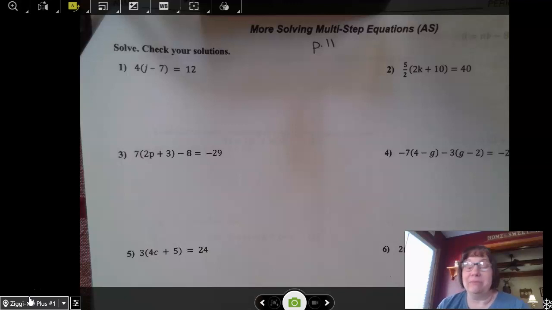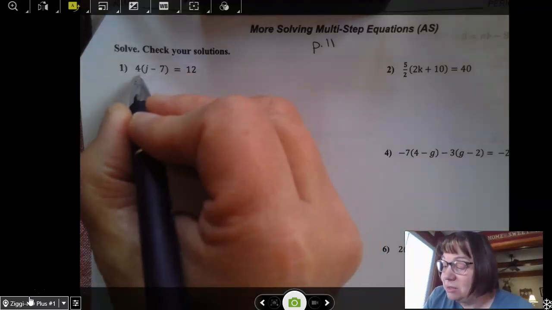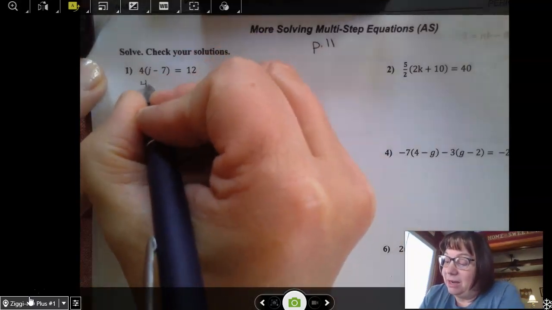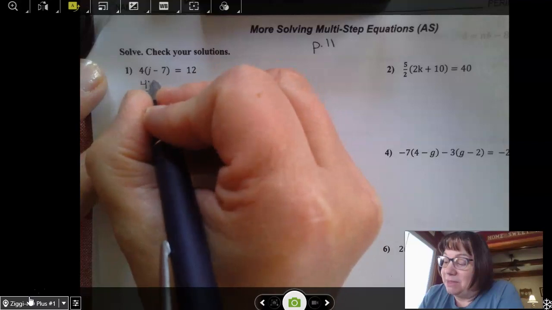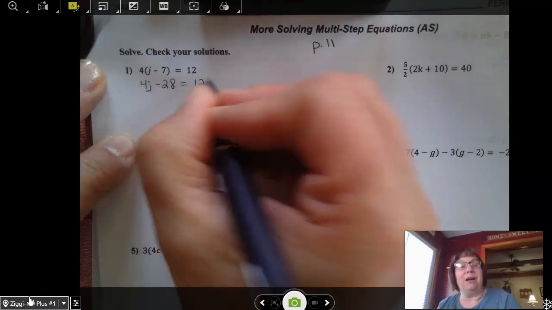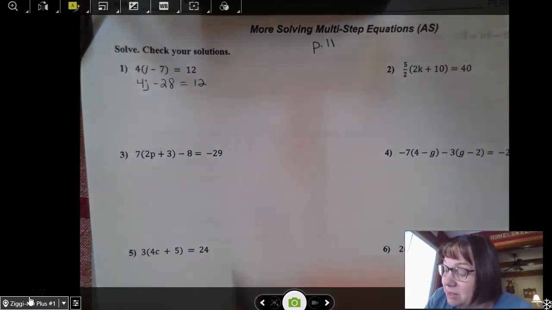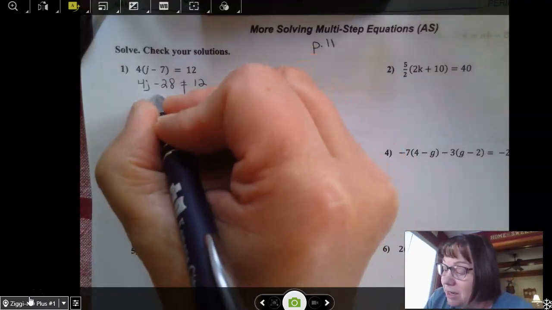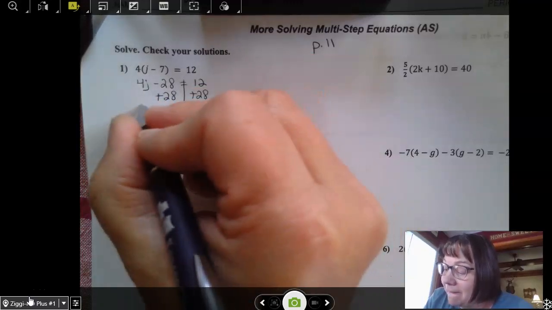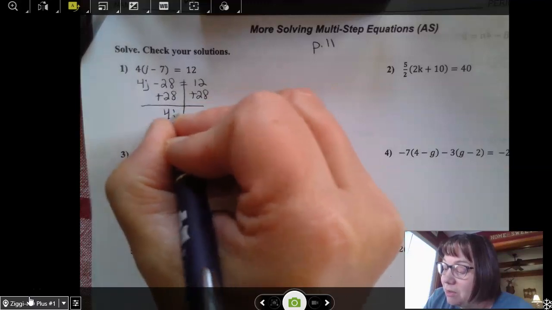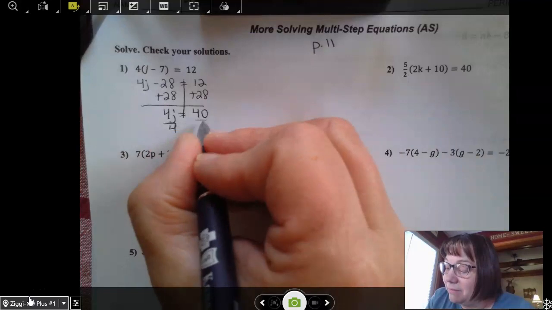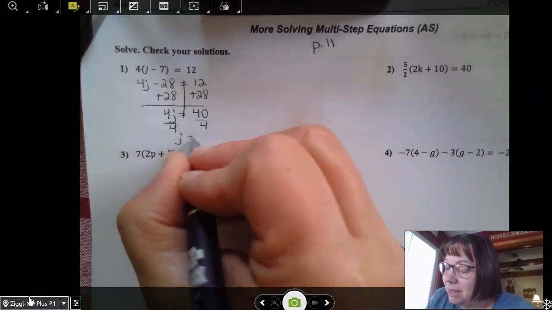So number one, let's go ahead. I see parentheses, so we're going to distribute this. We would have 4 times j, and then 4 times a negative 7 would be minus 28 is 12. Now I'm ready to solve. I'm going to add 28 to both sides, and you have 4j equals 40. Divide by 4, and j equals 10.